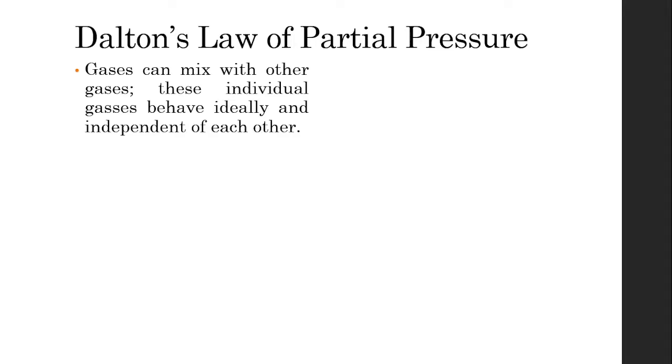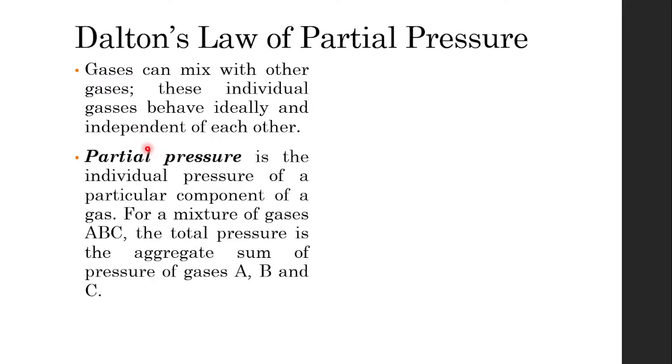In chemistry, you can actually mix various gases. But interestingly, when you mix different types of gases, these individual gases can behave ideally and independent of each other. So when we are talking about Dalton's law of partial pressure, one thing I want you to immediately assume is that we are going to observe them in a situation where they behave ideally. This is what we have also done in the previous gas laws, specifically the ideal gas law. But also remember that when we mix gases together, they are independent of each other as well.